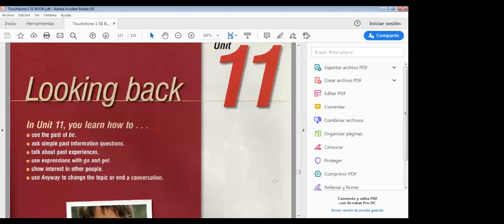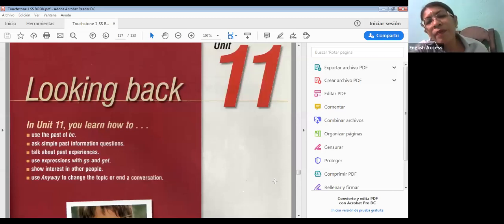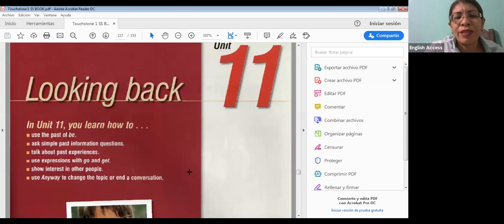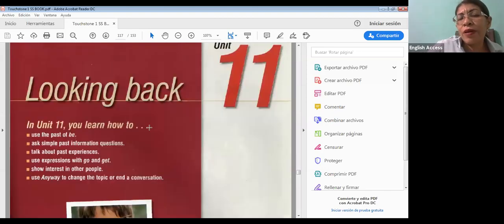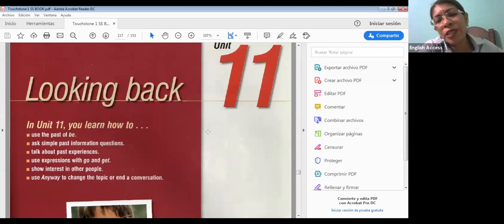Past lesson. Past lesson. Yes, okay, well, looking back, as you can imagine, you mentioned something about the past. Yes. We are going to talk about past activities. As you can see here, we have some pictures, okay? So we have some children here. So we are going to talk about some situations in our childhood, okay, or when we were younger. So here we have the learning objective. It says in unit 11, you learn how to, let me see, Jesus, can you read the learning objectives, please?